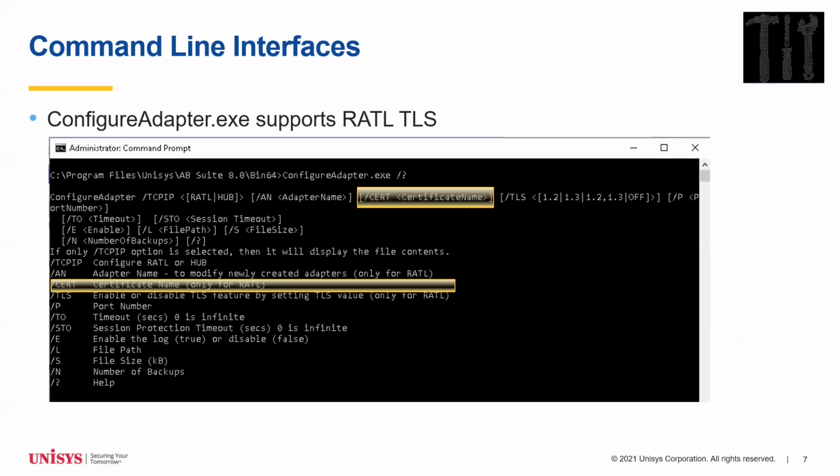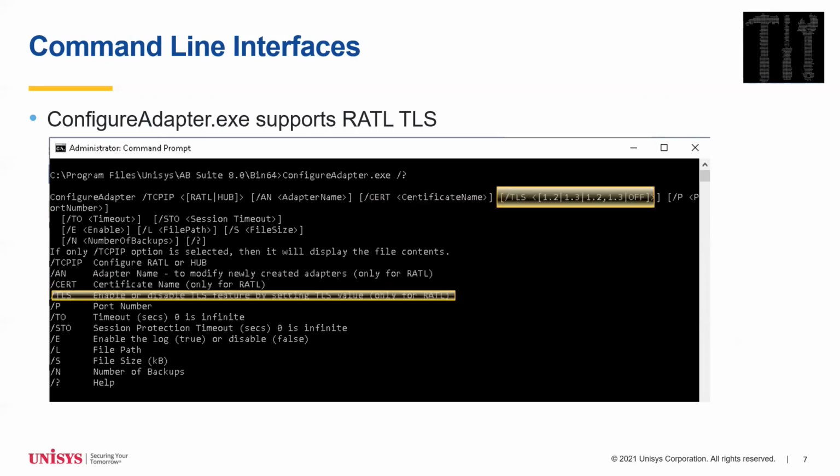The /cert option is used to customize the Rattle TLS certificate if required. Using the /tls option, the user can change their existing secure connection Rattle services if required. The user can use either TLS 1.2 or TLS 1.3 or both. This option also helps the user convert the existing Rattle TLS into non-TLS and vice versa.